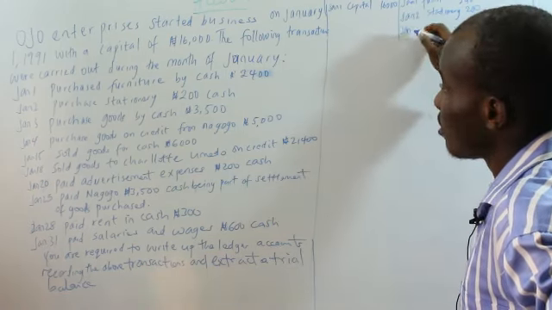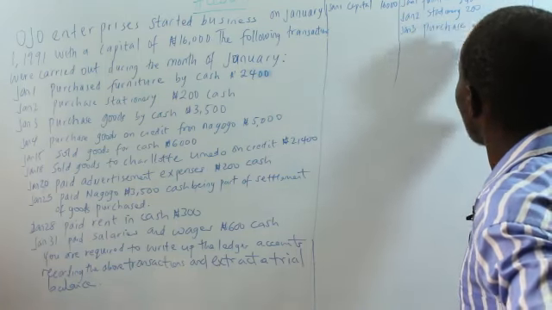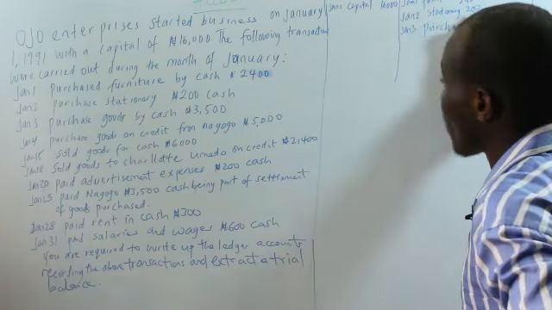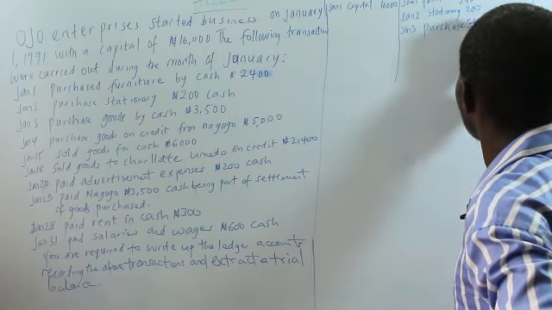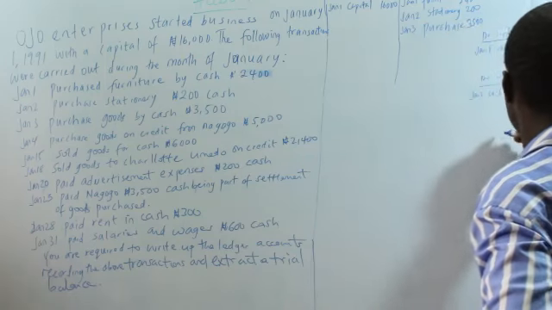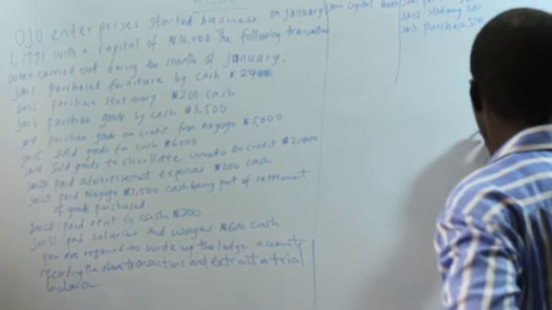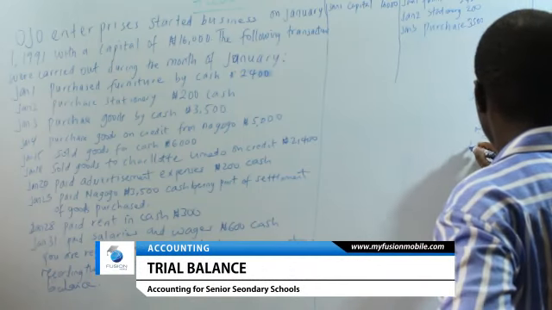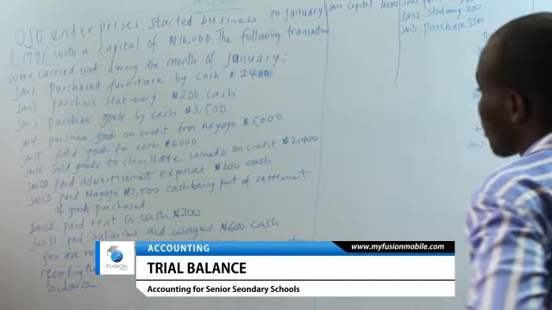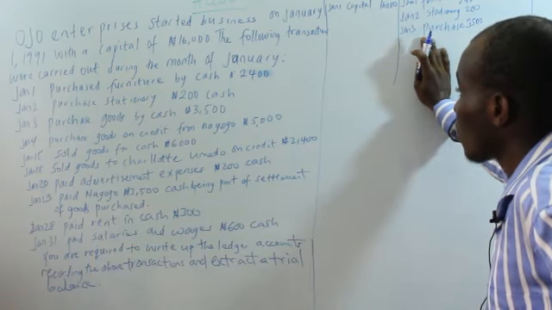So we have January 3, goods bought for sale, so we go to the purchase account. We credit the cash account with the amount of goods purchased, 3,500 naira. Then the next thing is for us to debit the purchase account, so we debit that January 3 cash 3,500 naira.